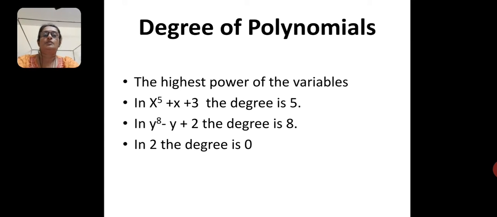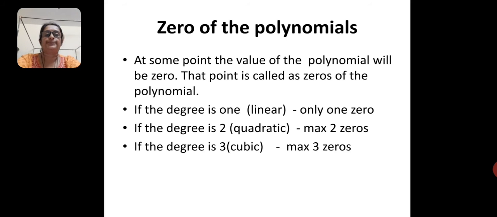Next, in 2, the degree is 0. Why? Because if you take 2 into x raised to 0, x raised to 0 is always 1. Any variable raised to power 0 is 1. So 2 into 1 is 2 only. So the degree of this 2 is 0.